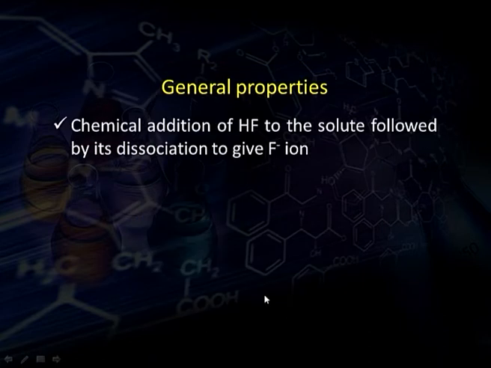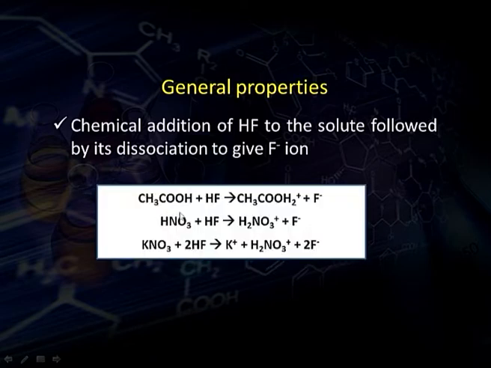Chemical reaction of hydrogen fluoride with the solute followed by its dissociation to give fluoride ion. This is acetic acid. When it reacts with HF, it forms CH3COOH2+ plus F-. So, we can see here that acetic acid, which is an acid in water, behaves as a base here, because instead of giving a proton, it has accepted a proton. So, it is a base and HF is an acid.